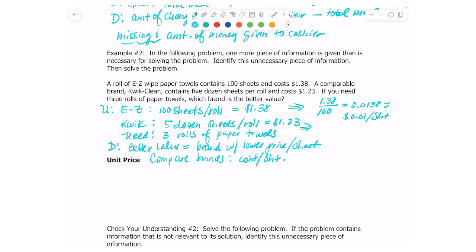Okay, I'm gonna do the same thing for the Quick Clean. I'm gonna take $1.23 and divide it by 5 dozen. So remember there's 12 in a dozen, so 5 times 12 is 60. So I'm gonna do $1.23 divided by 60, and that gives me 0.0205. So that's about 2 cents per sheet.